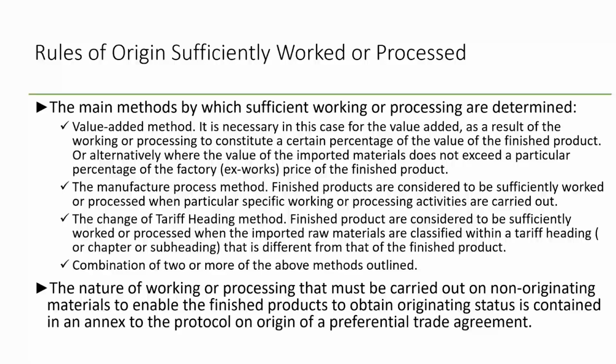So the main methods by which sufficient working or processing is determined are, first, the value added method. It is necessary in this case for the value added as a result of the working or processing to constitute a certain percentage of the value of the finished product, right? So what that means is that you need to add value in the country that you're claiming origin for.